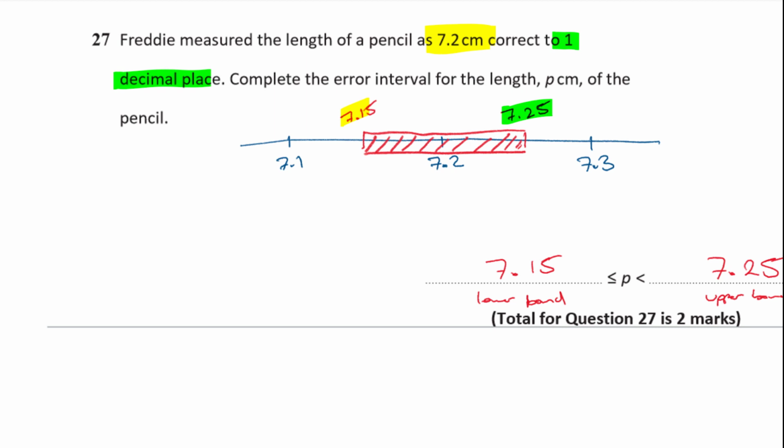Now you might be thinking, well, 7.25 rounds up to 7.3, so why is it part of the boundary of my answer? Well, if you have a look at the symbols here, it says P is greater than or equal to 7.15, so it can actually be equal to 7.15, but it's strictly less than that right-hand limit. So it could be 7.2499999, really close to 7.25. And whilst 7.25 strictly rounds up, we still use it as the upper bound because it's the point where we switch from rounding down to rounding up. Okay, hope that makes sense. Anyway, it's 7.15 and 7.25.